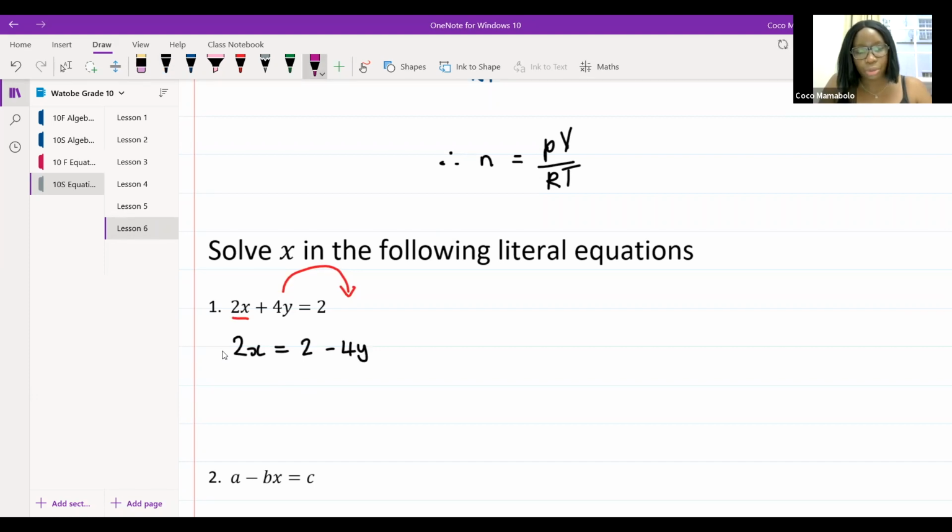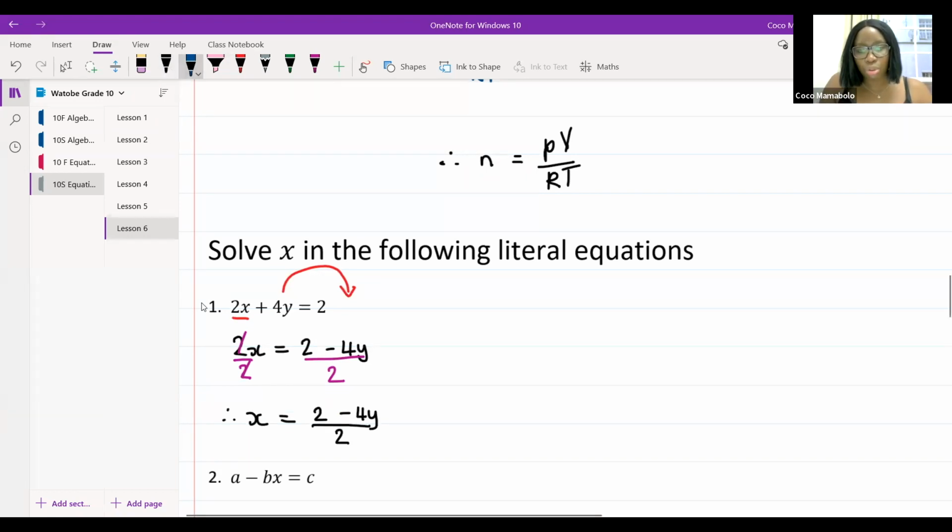Now I want to get rid of this 2 in front of x. All right. I want to get rid of this 2 that's multiplied to x. How do I get rid of the 2? You divide by 2. Good. I divide by 2. And if I divide by 2 on this side, where else do I need to divide by 2? On the other side as well. Right. Now these 2 will cancel. Therefore, x is equal to, what is x equal to? x is equal to 2 minus 4y over 2. That's it. But then again, I can still divide 2 by 2.